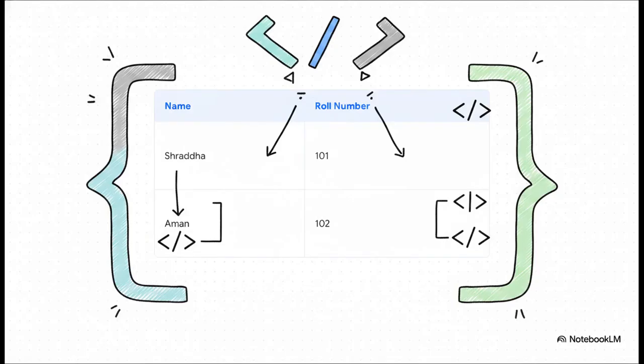When you actually nest your headers, like name and roll number, and then place your data cells right below them in subsequent rows, the browser parses those tags and aligns everything beautifully. You get a perfectly structured grid of student data.